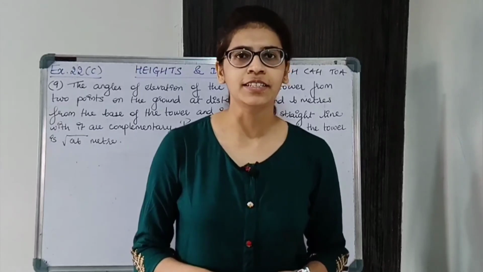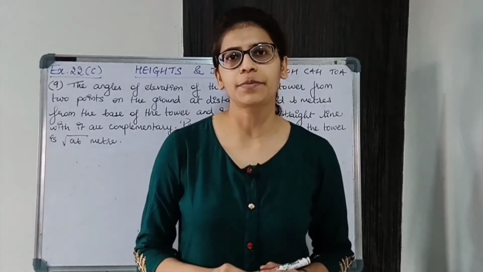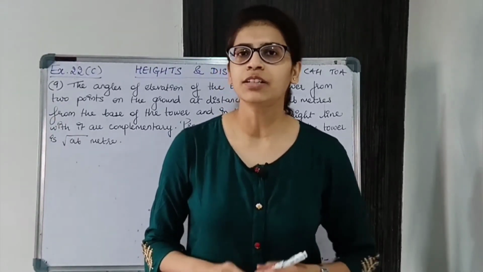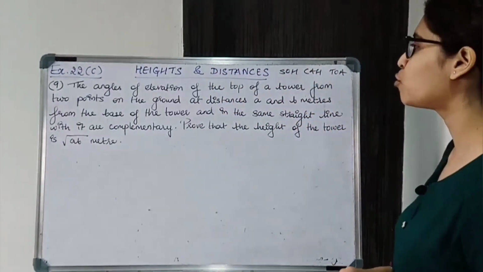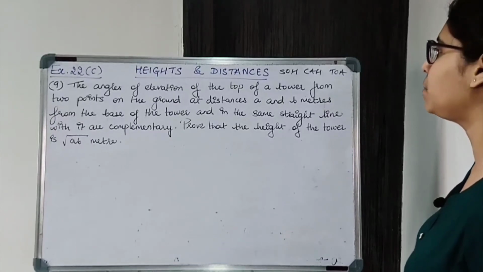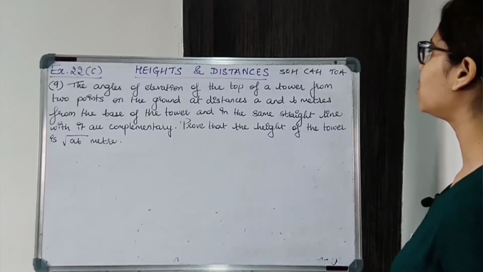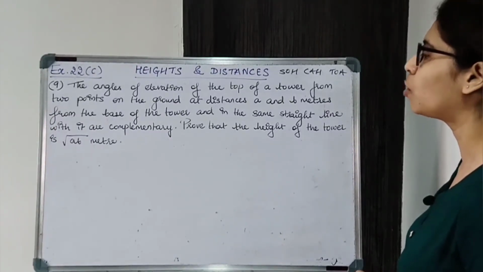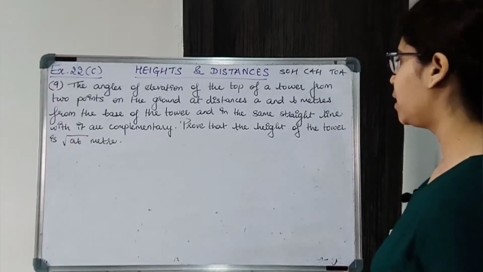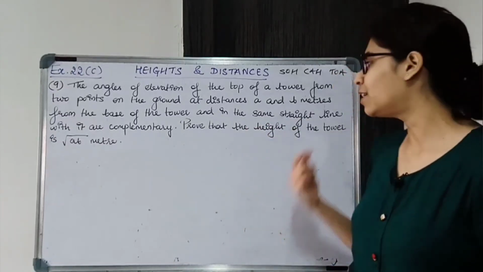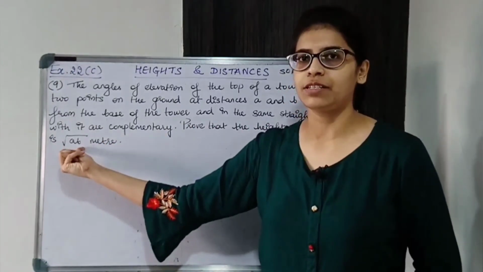In this video, we'll continue with exercise 22C from chapter Heights and Distances. So starting with question number 9: the angles of elevation of the top of a tower from 2 points on the ground at distances A and B meters from the base of the tower and in the same straight line with it are complementary. Prove that the height of the tower is root AB meter. There is a tower and we have to prove that the height of that tower is root AB meters.